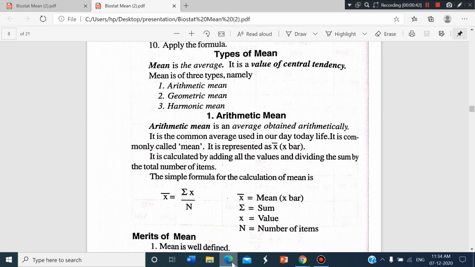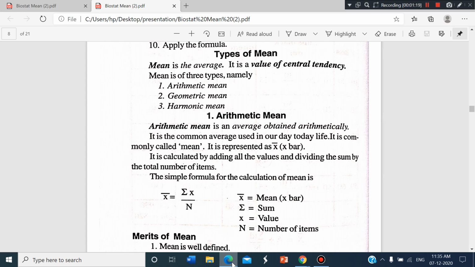So already all of you know that central tendency is, in general, the average. There are three types of central tendencies. One is mean, second is median, and third is the mode. So we started with the mean, and in that we have discussed the arithmetic mean. Basically, there are three types of mean. One is the arithmetic mean, which we have already discussed. Second is the geometric mean, and the third is the harmonic mean.